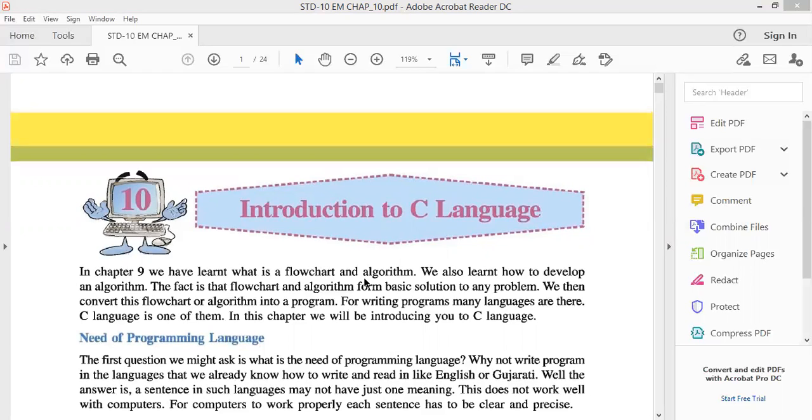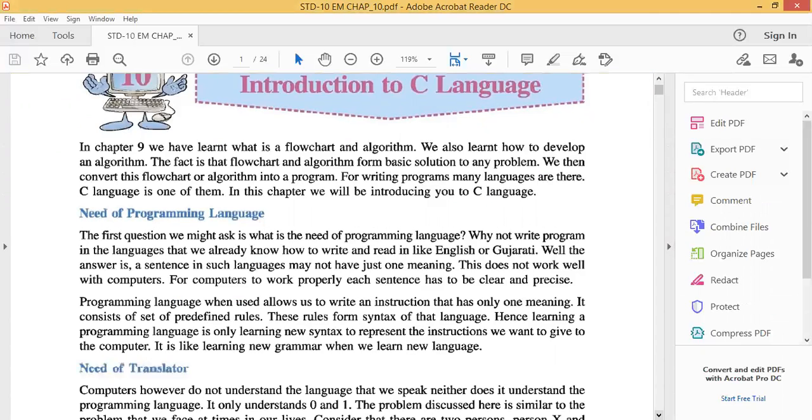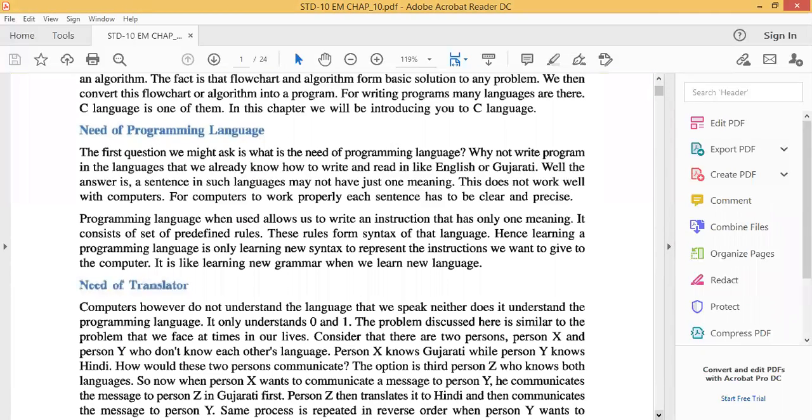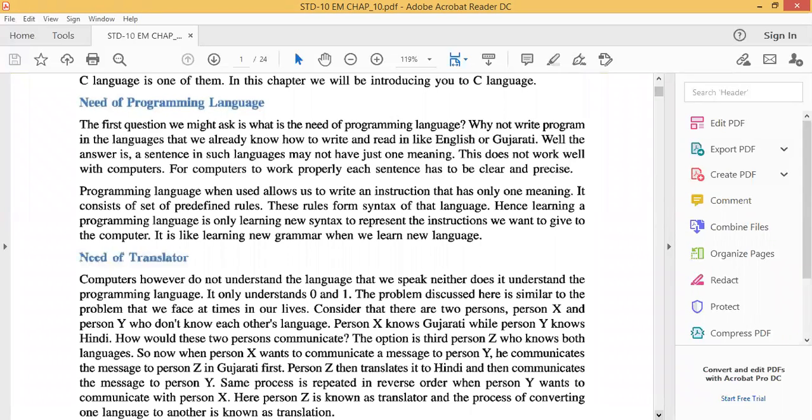Need of programming language. Why is a programming language required? The first question we might ask is, what is the need of a programming language? Why not write programs in languages that we already know how to write and read, like English or Gujarati? Well, the answer is that a sentence in such a language may not have just one meaning. This does not work well with computers. For a computer to work properly, each sentence has to be clear and precise.